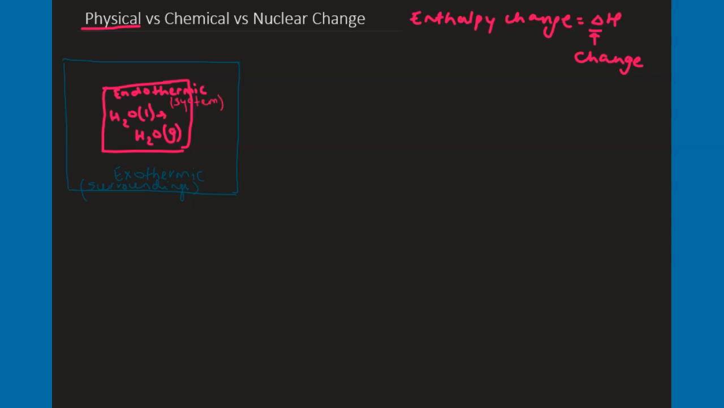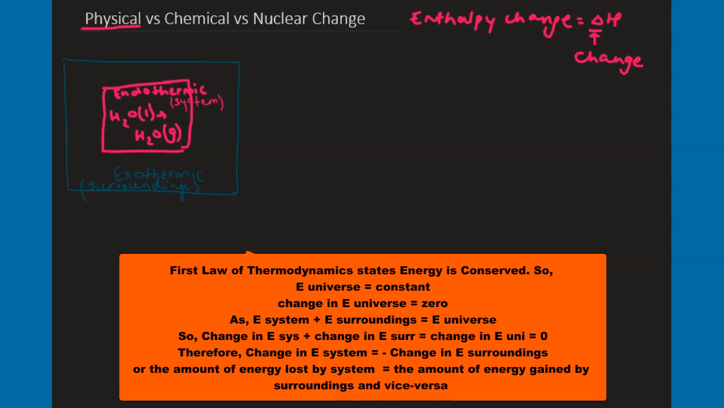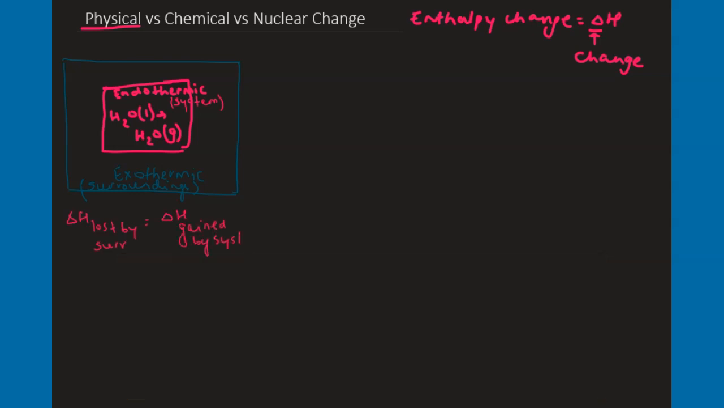In a physical change or a physical reaction, energy is lost or gained. The one losing energy is the surroundings. The one gaining energy is the system. Remember that the law of thermodynamics says that conservation of energy happens. So here conservation of heat energy happens. So energy lost by surroundings is equal to energy gained by the system, which is equal to delta H gained by the system, because energy is always going to stay conserved.